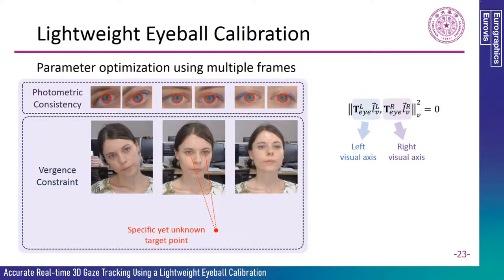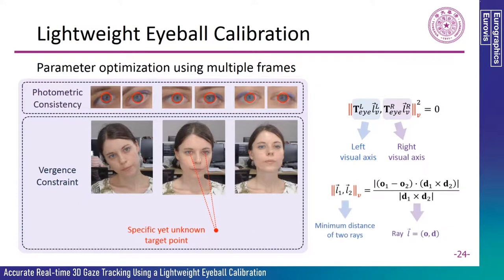The second constraint here is the vergence constraint. The two visual axes of the left and right eyes in one frame should intersect at the 3D point of regard. The norm here computes the minimum distance of two rays. In our calibration, it measures the distance of the two visual axes.